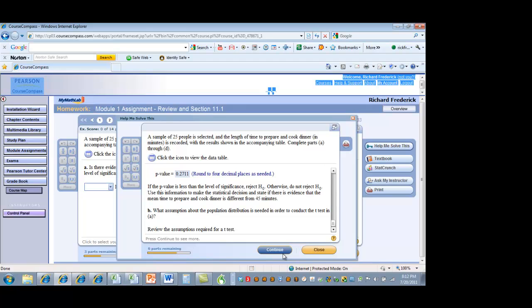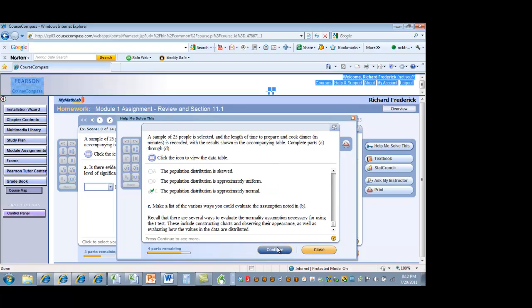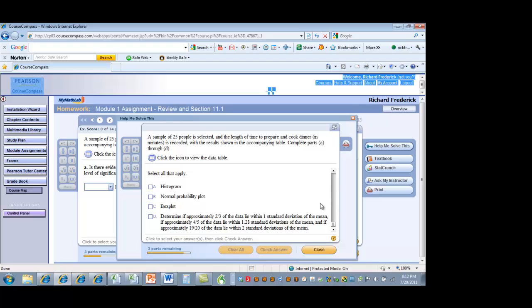Let's review the assumptions. Okay. Well, we do not assume that the population distribution is skewed, and we do not assume that every value is the same. We say that the values are distributed normally. Okay. We'll continue here. And what was the question?